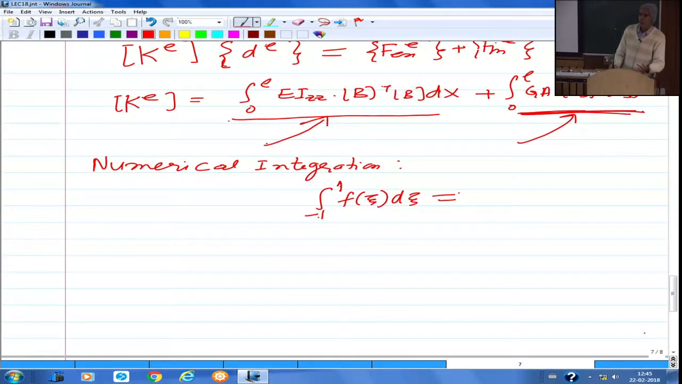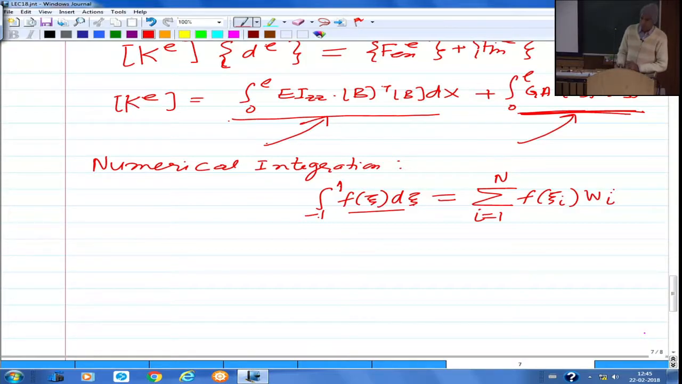So same thing here: rather than explicitly evaluating this integral, we want to evaluate it numerically. In numerical integration, we replace this integration by a summation, and say there are certain number of points, i going from 1 to n. So I evaluate this function at n number of points, and now this d xi is written as a kind of weight factor. It's not the weight function of a weighted residual statement; this is going to be actually a numerical value. So this is a weight factor.